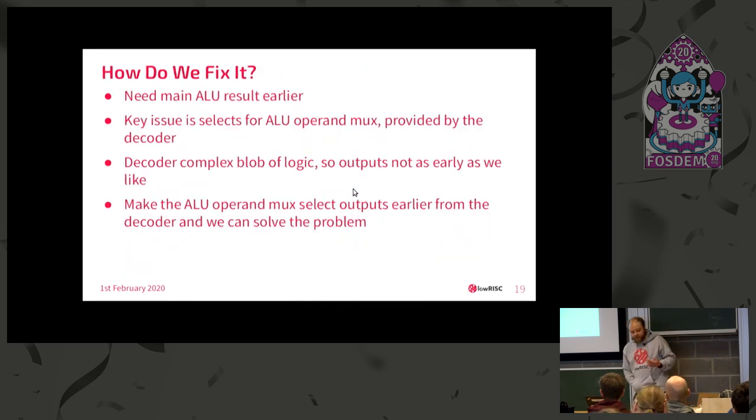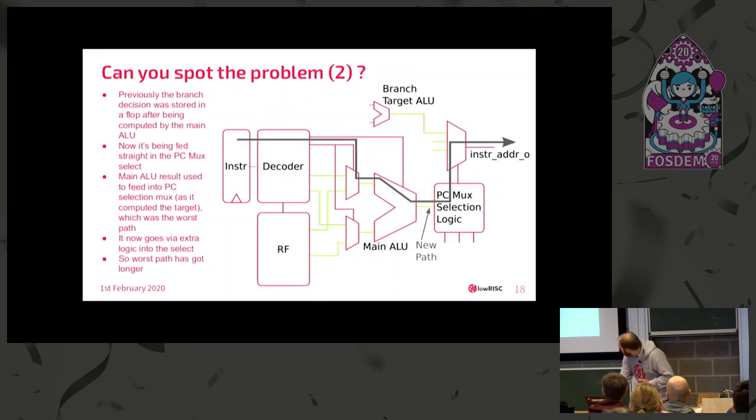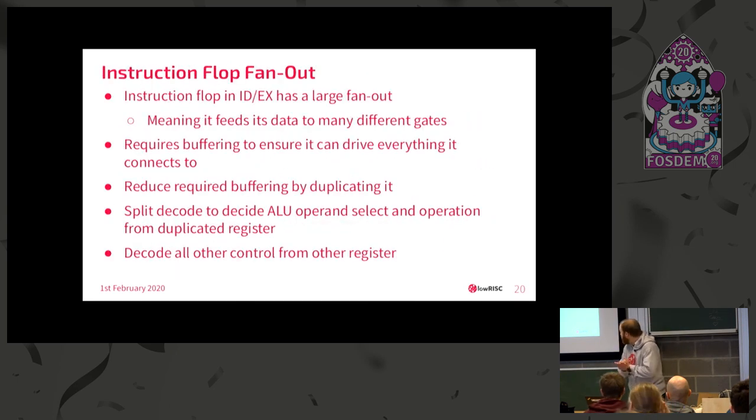So what we're going to try and do is make those main ALU operands turn up earlier, so the main ALU result comes earlier. And the problem here that's causing these things to be quite late is because of the decoder. This is a big, complicated blob of logic. It basically controls the entire design. It is trying to work out what the instruction is doing. We need to make it go quicker. So there's a few things I need to fix to do this. Sadly, I've only got time to discuss one of them.